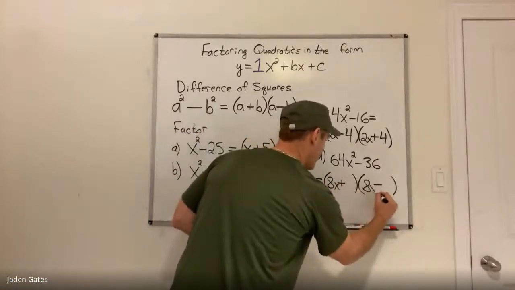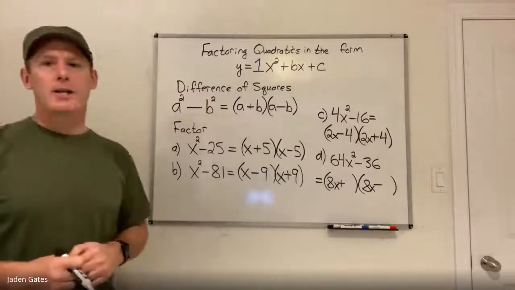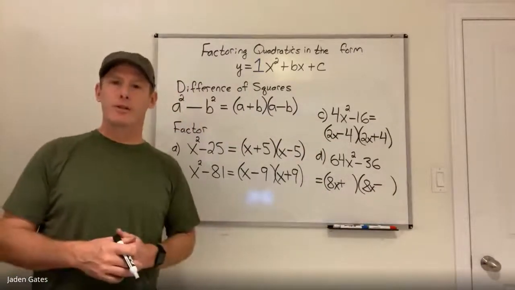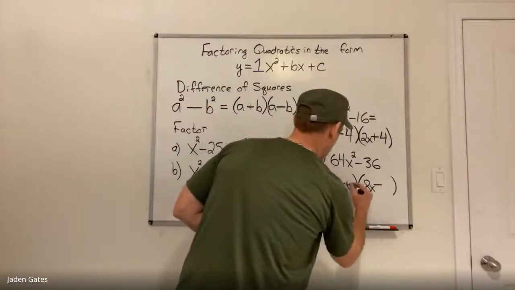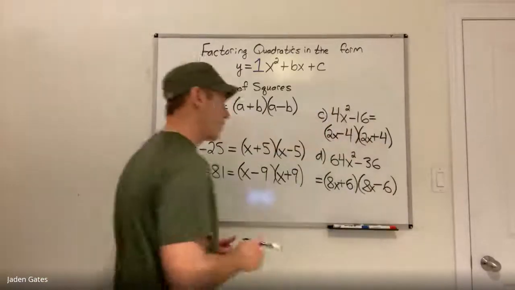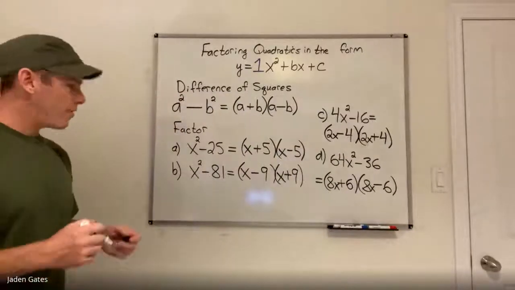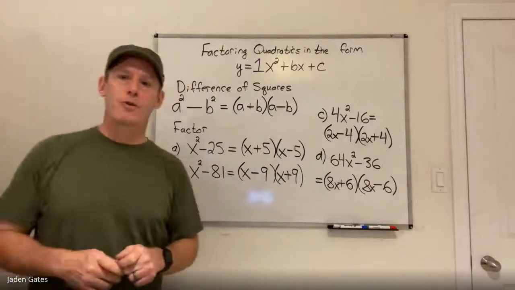8x here, 8x there. And of course, lastly, you square root the 36 and you get 6. Second term goes in the second spot. There we go. All right, so that again is 2 types of factoring.